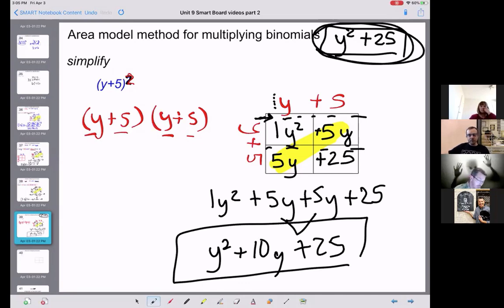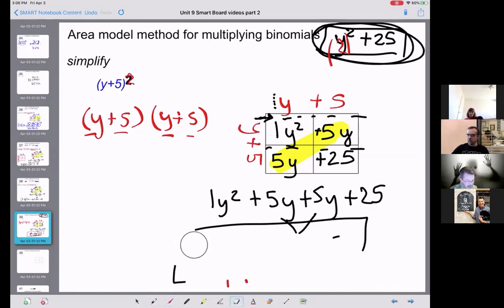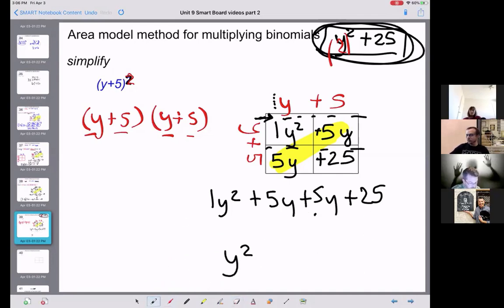If I put a value in for y, say y equals 2, up here you'd have 2 squared is 4, 4 plus 25 is 29. But here, when I add in my 2, I would get 4 plus 20 plus 25, which is 49. Completely different answer. So it's very important that when you're writing this down, you pay attention to the rules of math, which means it should have been y squared plus 10y plus 25.